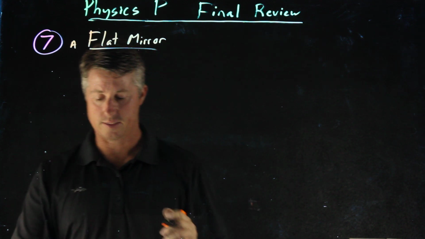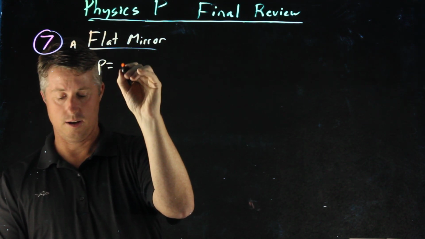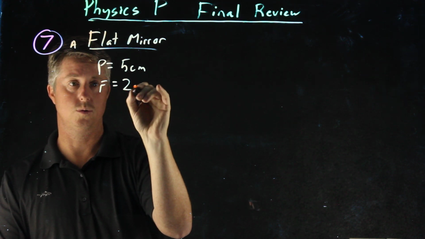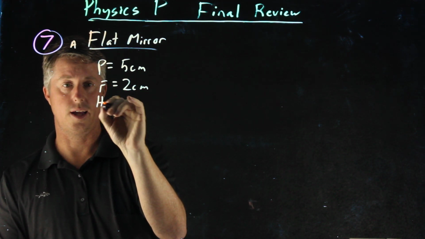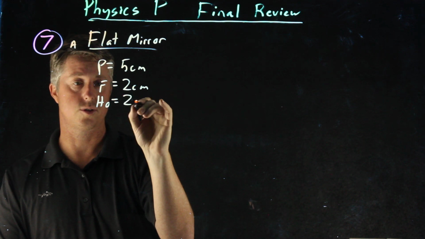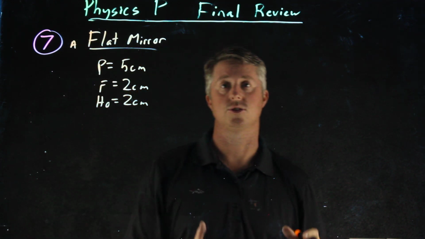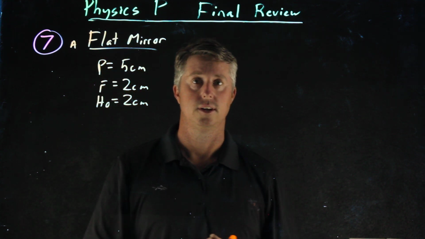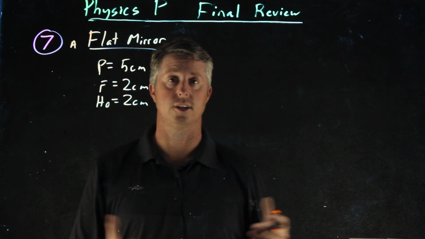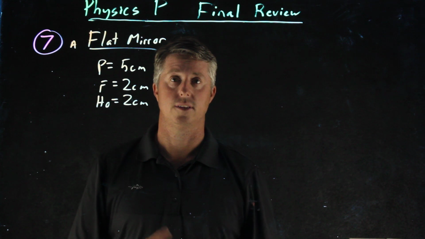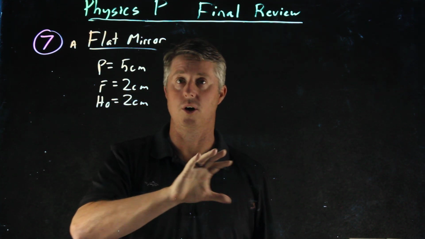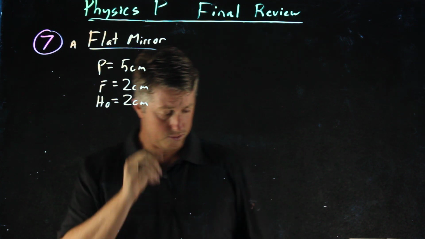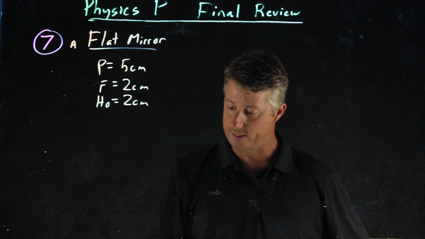They see the fact that it gives them a P of 5 centimeters, an F of 2 centimeters, and a height of the object of, in this case, 2 centimeters. And you get so stuck on doing concave or convex, diverging or converging, that you just do the one you know and you're not doing the one you're being asked for. So pay attention to that. So in this case, we have a flat mirror.